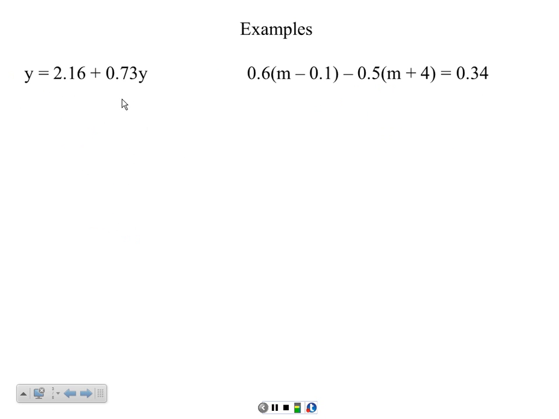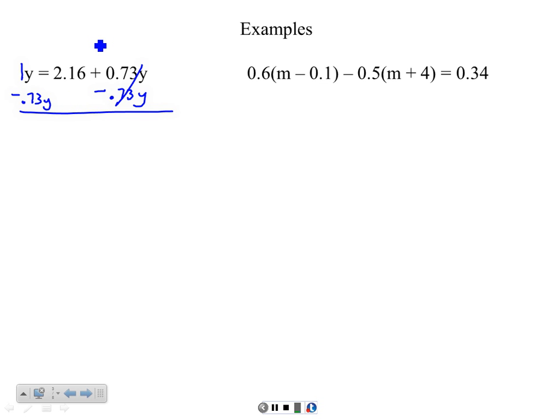Okay, the problem on the left, what I have is 1y. I see there is 1y is equal to 2.16 plus 0.73y. So what I need to do is get these y's on the same side, away from this non-y term 2.16. So what I'm going to do is subtract 0.73y from both sides.